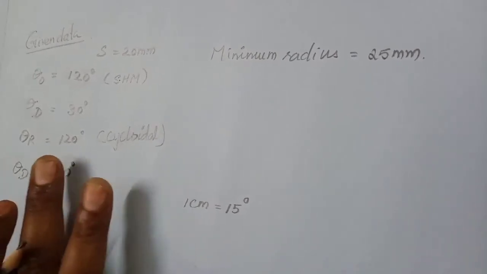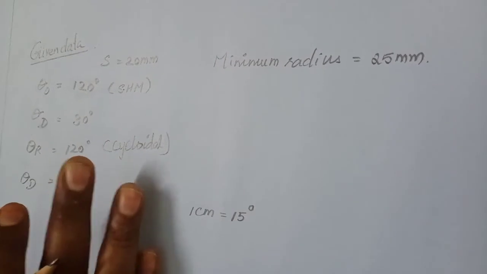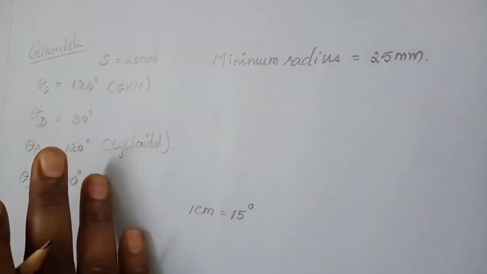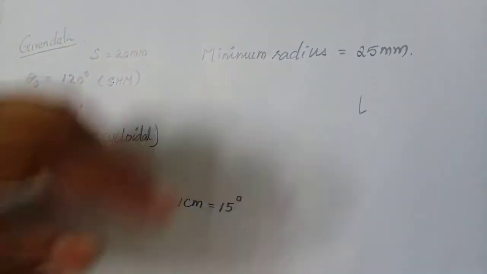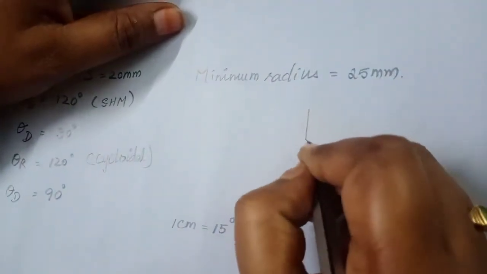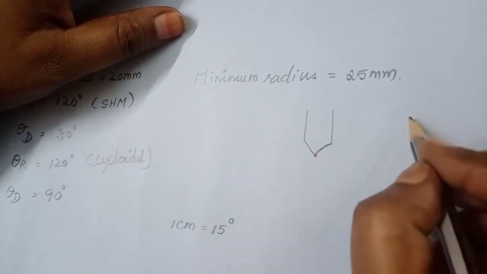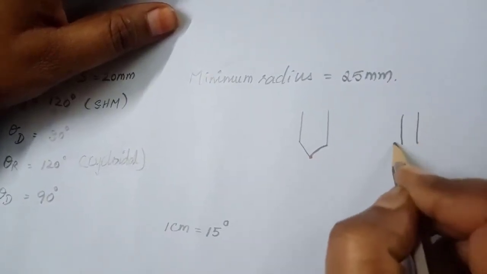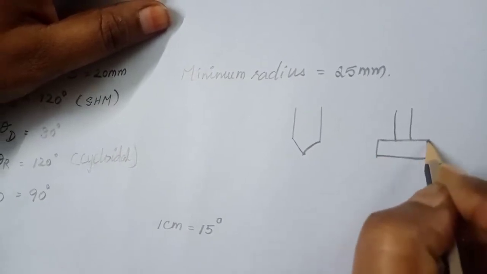So now they have given a flat face mushroom follower. It is similar to your knife edge follower only. But in the knife edge you have a sharp edge, so it becomes like a point contact. So the follower looks like this. Knife edge, so you'll get point contact, and here the flat faced follower, or flat mushroom follower as it is usually called.